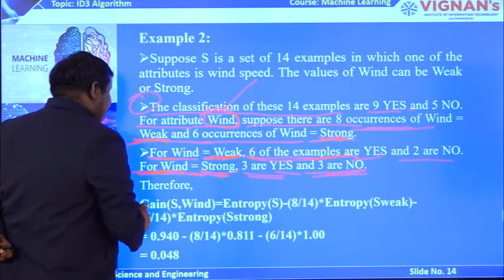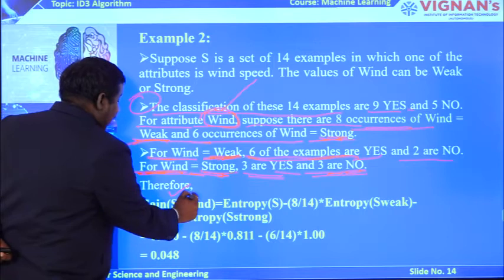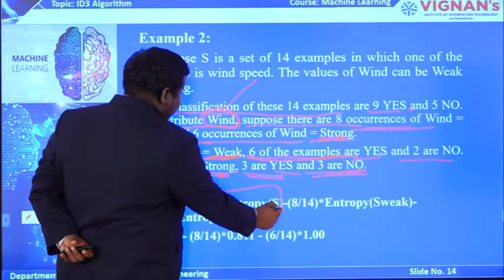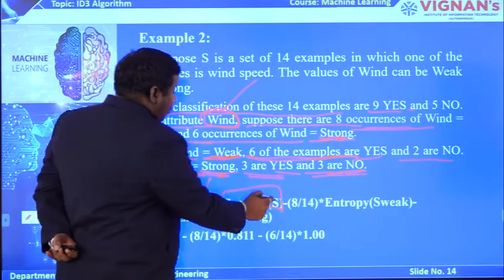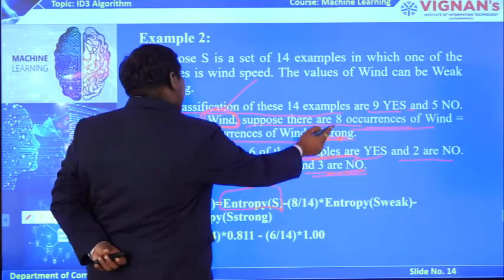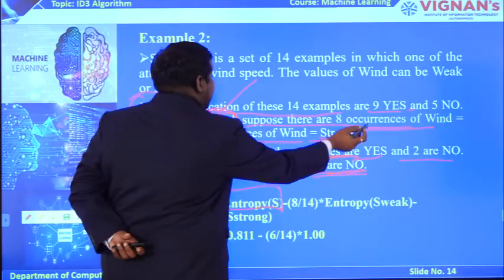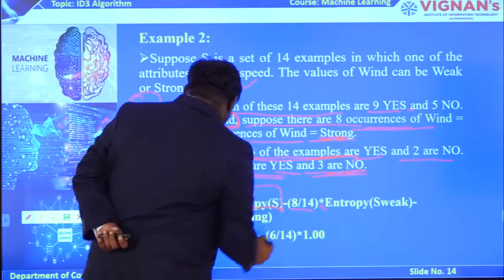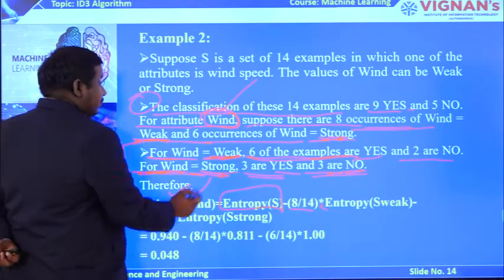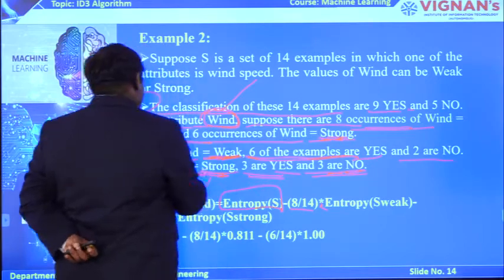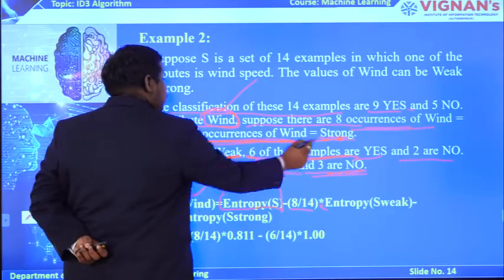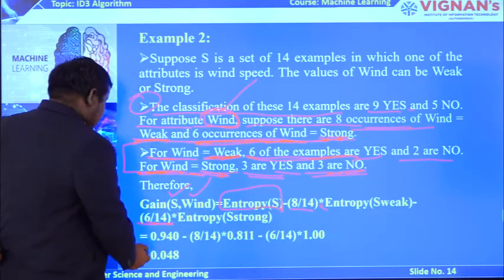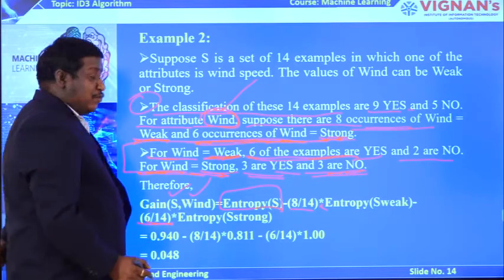Now, see the information gain of S with attribute wind. How are we going to calculate it? Entropy of S, which we calculated from the previous slide, minus 8 by 14. How many occurrences are there here? 8 occurrences of 14. So, 8 by 14 is multiplied by entropy of S weak, minus 6 by 14. Why? Because 6 occurrences are wind strong. So, 6 by 14 is multiplied by entropy of S strong. That will give you 0.048.